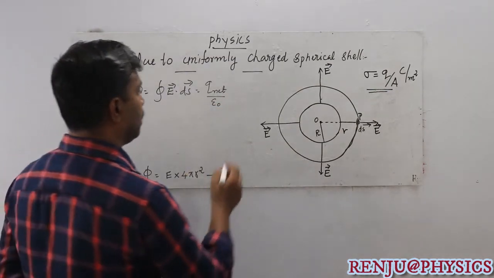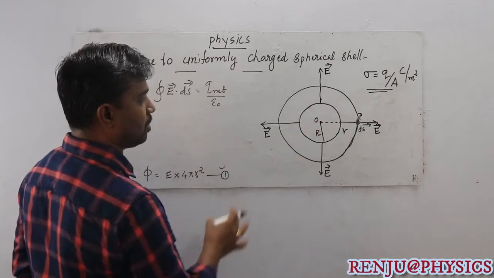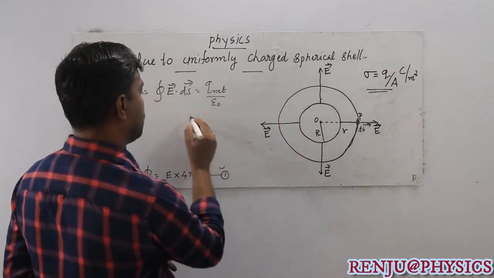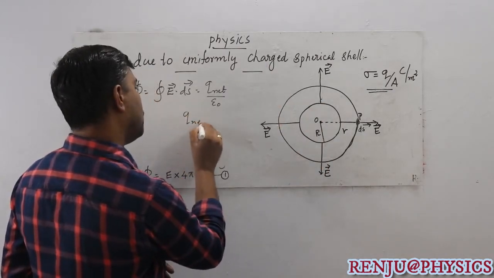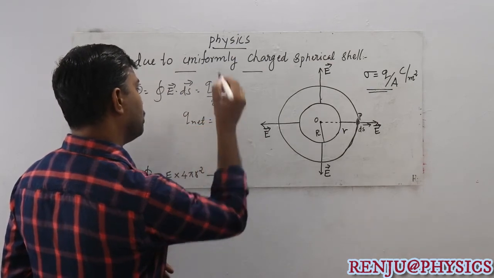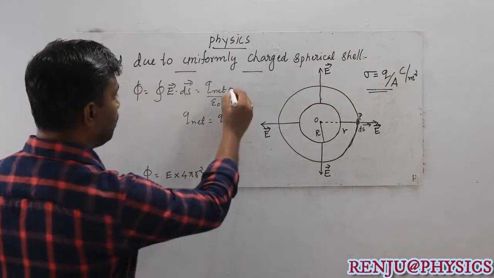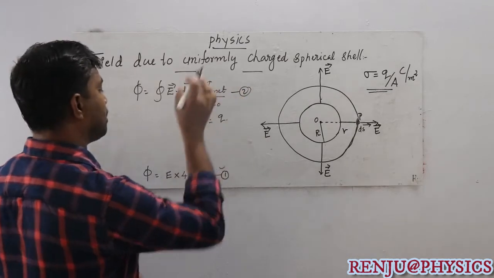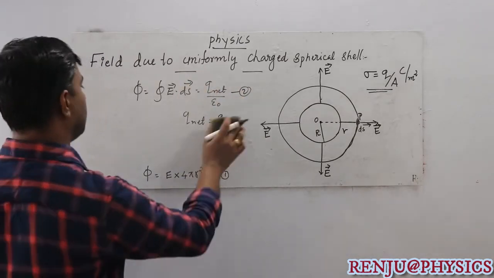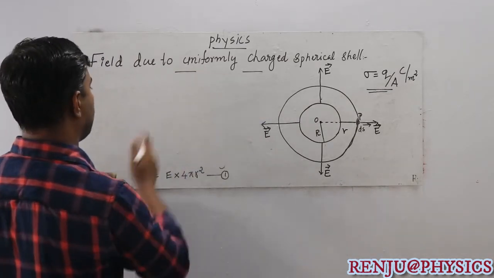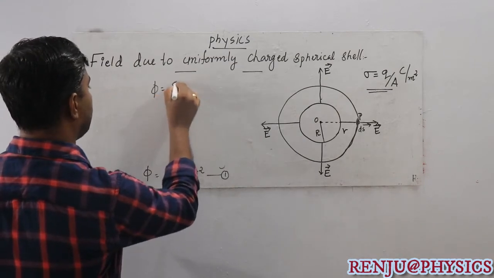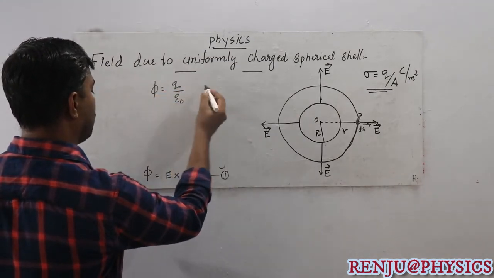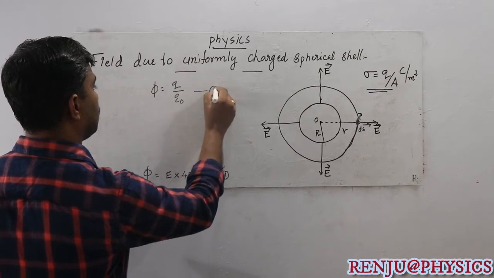Suppose we consider the total charge enclosed by this spherical surface, and suppose Q net is Q. Then this is equation number 2. So equation number 2 changes to: according to Gauss's law, the flux phi is equal to Q by epsilon 0. That is equation number 3.